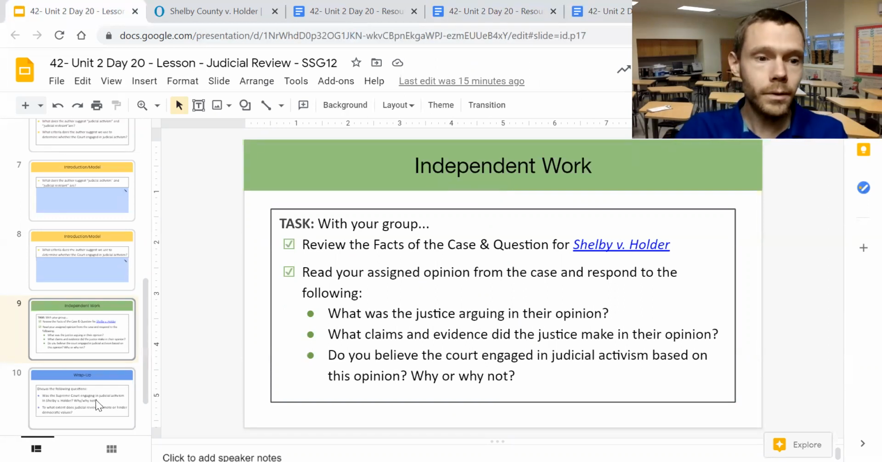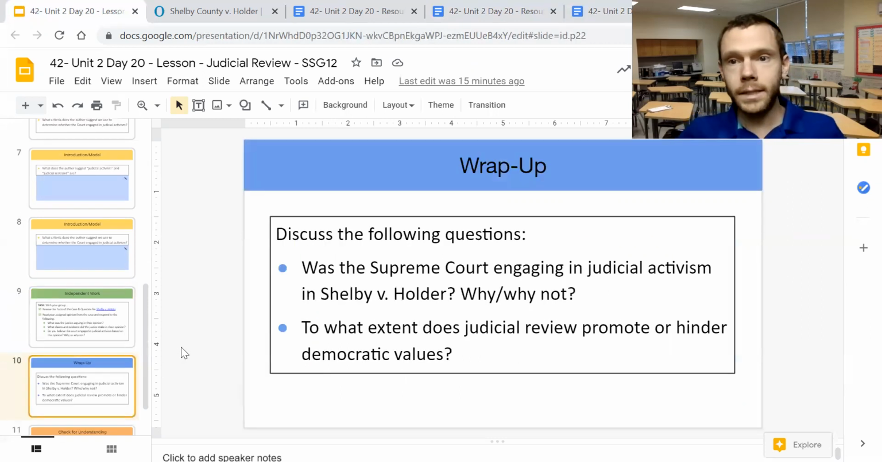Right. And then after you discuss in your groups as a class, or you've already likely done this, you'll look at these 2 questions, like, was the court actually engaging in judicial activism in this court case? And you'll again look back at that definition of activism in the introduction, and then really consider this idea of judicial review, striking down that element of the Voting Rights Act. Does that promote or hinder democratic values?